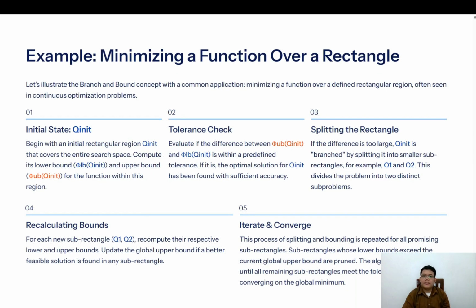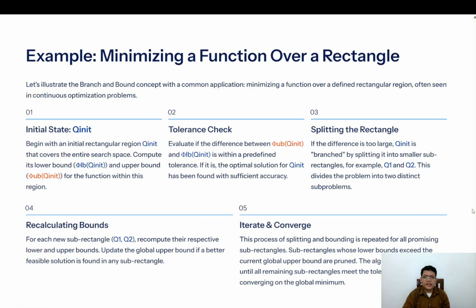Example, minimizing a function over a rectangle. Number one, initial step. Begin with an initial rectangular region that covers the entire search space. Number two, tolerance check. Evaluate if the difference between the upper bound and the lower bound is within a predefined tolerance.